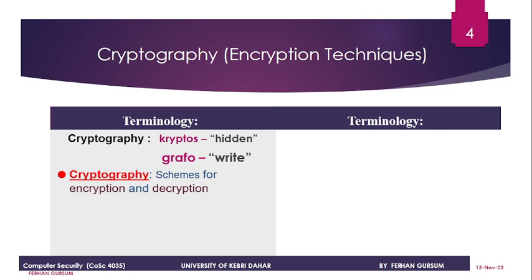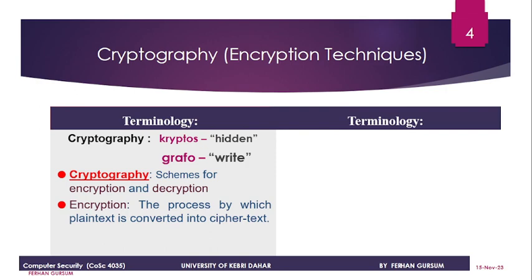Generally, cryptography is schemes for encryption and decryption. What is encryption? Encryption is the process by which plain text, which means readable text, is converted into cipher text, which means unreadable form. That is called encryption. This encryption also came in a model exam. If you check a model exam that is prepared by the Ministry of Education, encryption was there. When we say decryption, it's the opposite of encryption. It is recovering plain text from the cipher text.